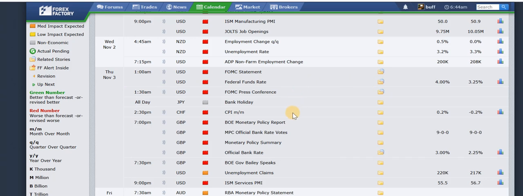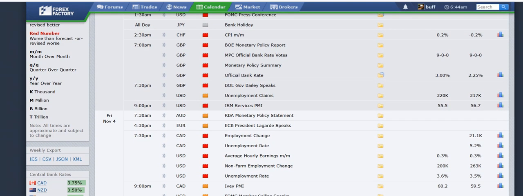What else we got? CPI numbers out of Switzerland. Then out of the UK, interest rates, and they're expecting a rate rise. They're expecting a 0.75% rate rise also. So be careful of trading the pound pairs. Now I've got a child screaming. So be careful. Big week.